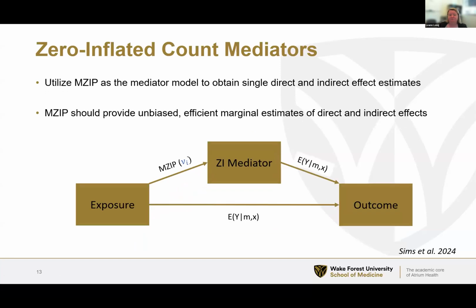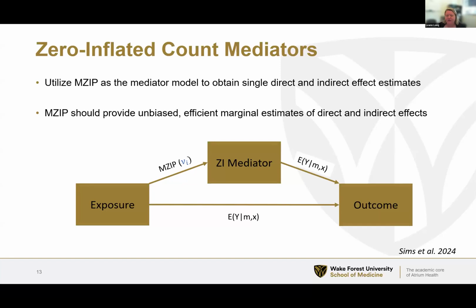So as you can imagine, we're going to take our marginalized ZIP, which has nice parameter interpretations, meaning that we're now getting this marginalized set of parameters over both processes, and we're going to use that instead.